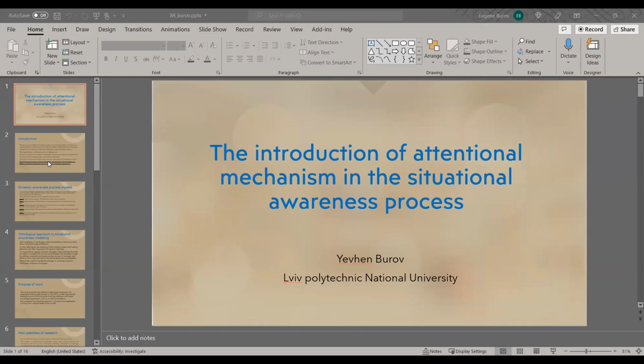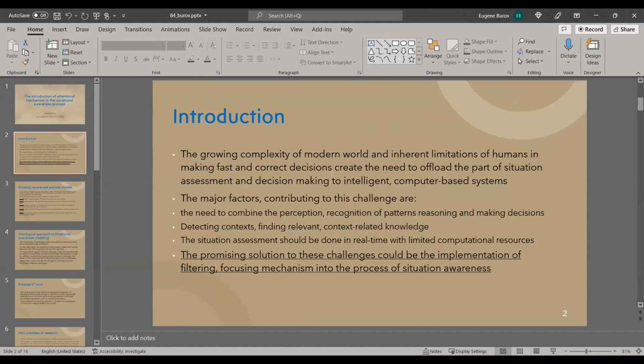The theme of my talk today is the introduction of an attentional mechanism in the situational awareness process. In the growing complexity of our world, we need to introduce artificial systems which would be able to read the environment and make fast and correct decisions about this environment, even take actions.